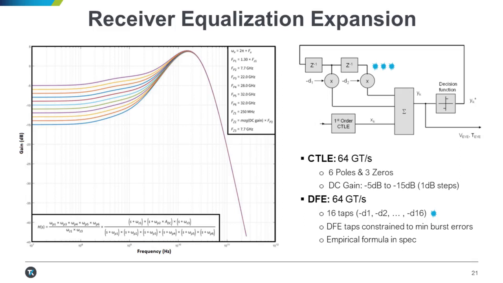The DFE taps are constrained in a new way, and this is to minimize burst errors. So you can't have this instability with DFE, right? Where you incorrectly identify one bit. And then as a result, you shift following bits in an incorrect direction. And you can kind of have this ripple effect of errors, right? So there's been constraints added to minimize the likelihood of these burst errors. And empirical formulas in the spec for this, just something to be aware of.